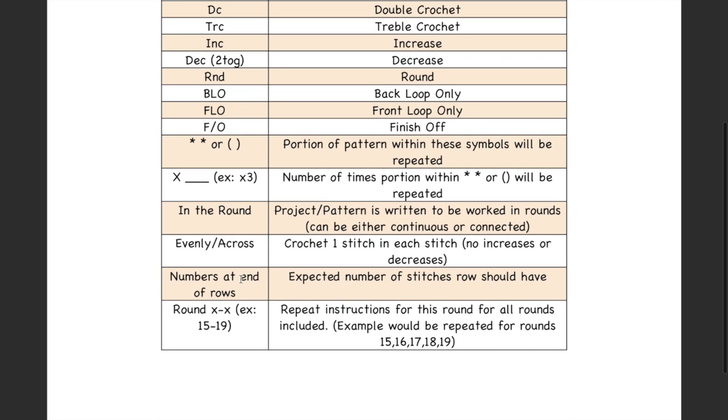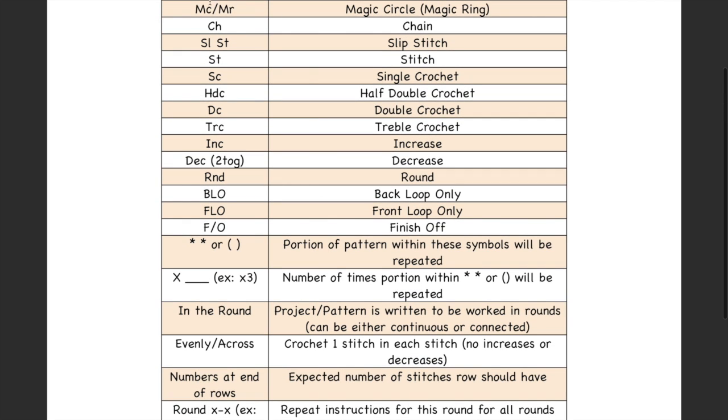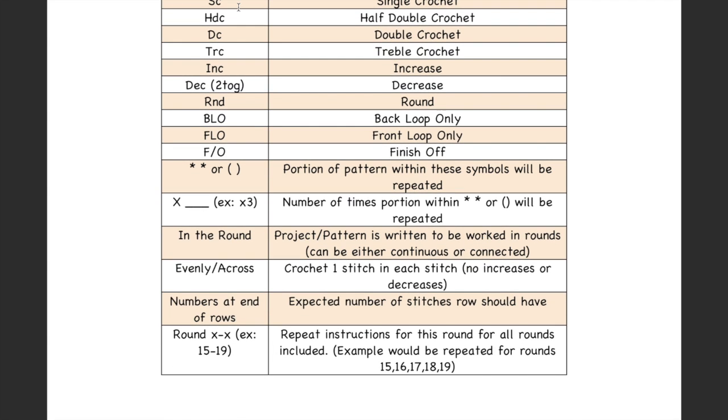Another couple that I want to mention are in the round, which will usually be paired with this first one up here, which says magic circle or magic ring, which is how you start working in the round. Working in the round is typically used when making crochet animals or amigurumi, and the rounds can either be continuous or connected, and it should be mentioned in the pattern whether they're continuous or connected. I assume continuous unless mentioned otherwise.